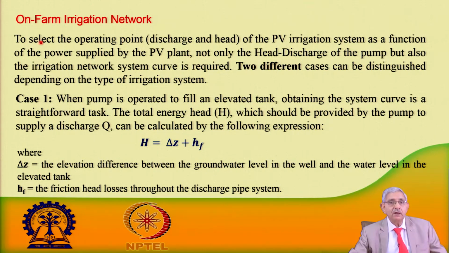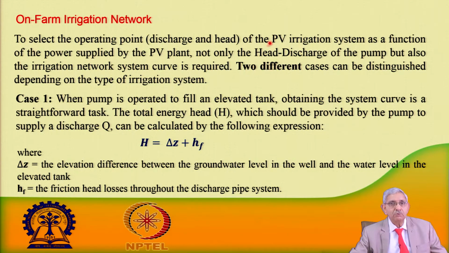Then, on a farm irrigation network, to select the operating point, that is the point which will be available from the curve we will get, the discharge head curve which I was telling you, from this type of curve of the PV irrigation system. It is a function of power supplied by the PV plant. One has to see not simply the head discharge of the pump, but also the irrigation network system curve.